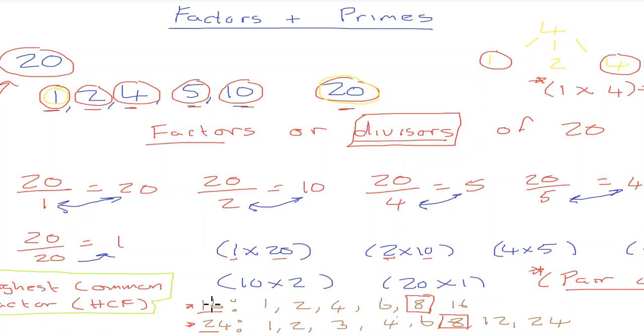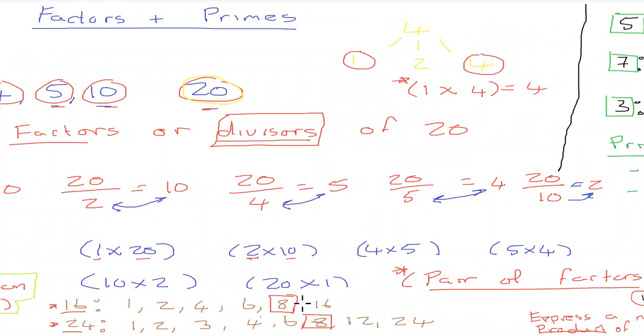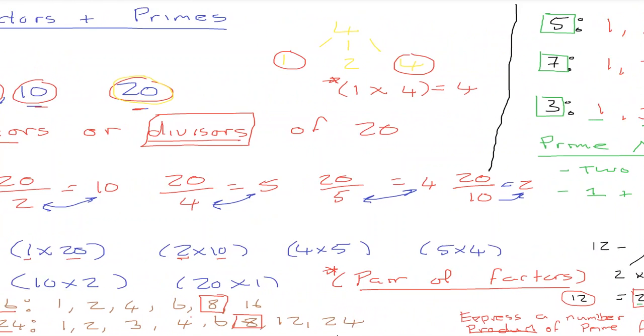As an example, we have the number 16 and the number 24. These are all the factors for 16, and these are all the factors for 24. 8 is a common factor to both, and it's also the highest common factor. There's no other larger common factor between both of these, so this is what is known as the highest common factor.